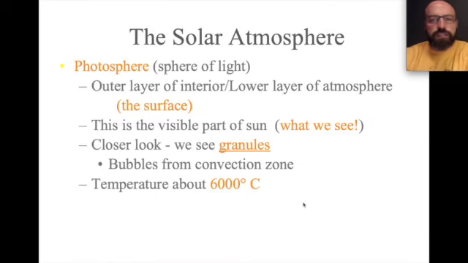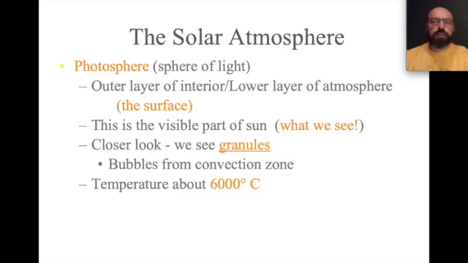So the next one down is the photosphere. It means sphere of light. That's the photo part. And this is the outer layer of the interior of the sun, or the lowest layer of the atmosphere of the sun. So the corona and the chromosphere are both kind of unclear, much like if you think about our air is clear, and if you were outside of the Earth, you'd be looking at the surface of the Earth. So outside of the sun, the surface that we see is the visible part of the sun.